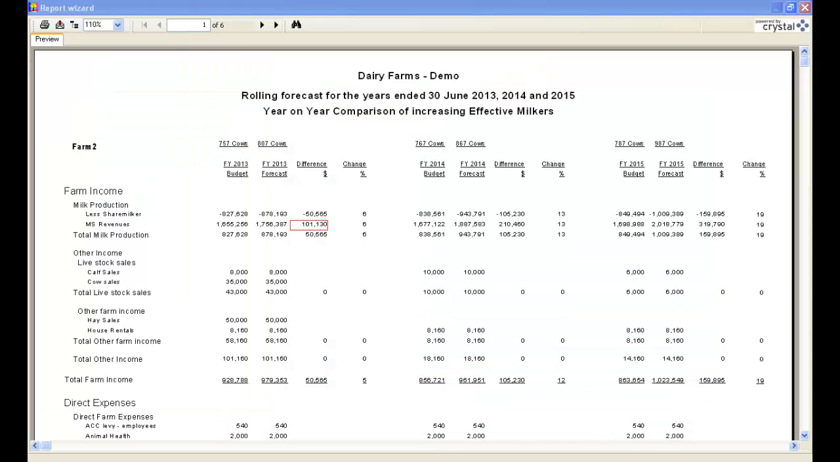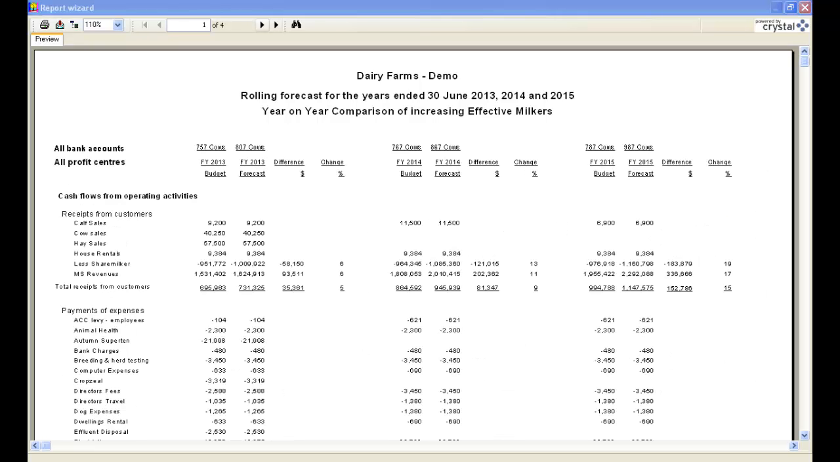If we look at our profit and loss comparison, we can see that revenues are up $101,000 in the first year, which is $70,000 less than the $6.40 payout scenario. But years 2 and 3 are greater, with $210,000 in year 2 and $319,000 in year 3.